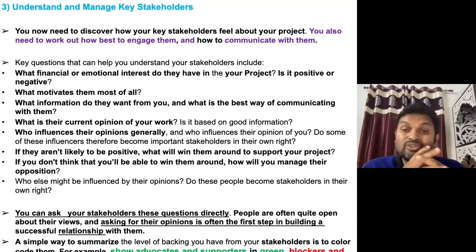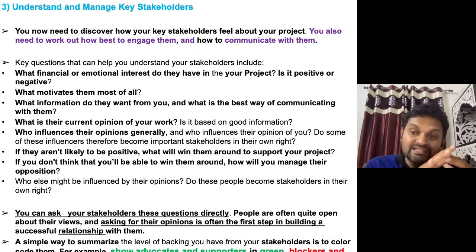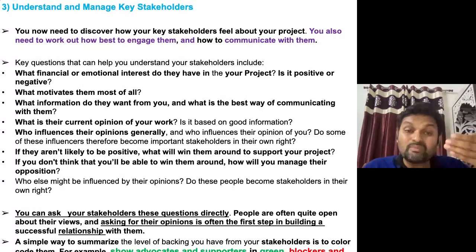How you're going to do it: see what financial or emotional interest they have in your project. Is it positive, negative, or neutral? You want to identify that. What motivates them most of all? Is there any motivation through which I can change their tendency or psychology in a positive way toward my project? What kind of information are they interested in, and in which way can I communicate with them?